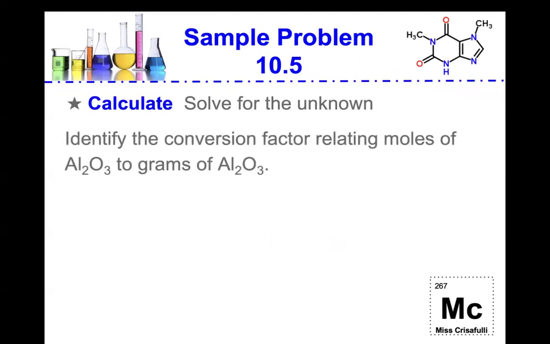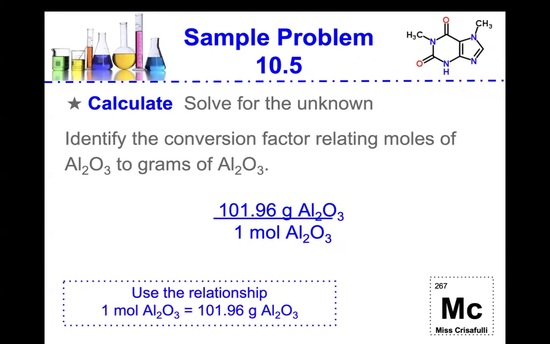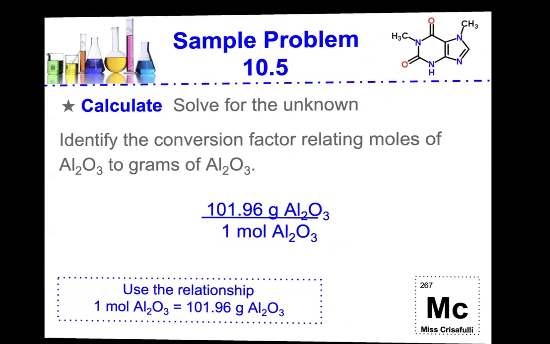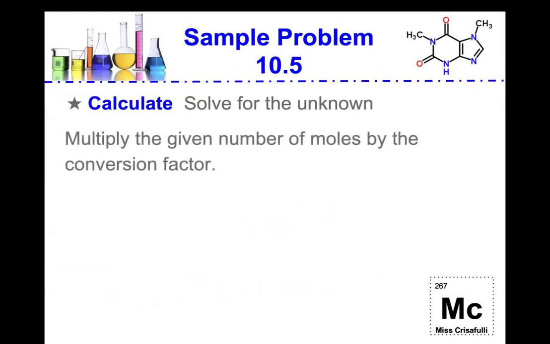Then identify the conversion factor relating moles of aluminum oxide to grams of aluminum oxide. We just calculated that there's 101.96 grams of aluminum oxide in 1 mole of aluminum oxide, and we'll use that relationship: 1 mole of aluminum oxide is equal to 101.96 grams of aluminum oxide. Again, we got that by taking the number of atoms and multiplying by the mass in the periodic table. So we'll multiply the given number of moles by the conversion factor. They tell us that we have 9.45 moles of aluminum oxide, and we'll multiply by the 101.96 grams of aluminum oxide for 1 mole.